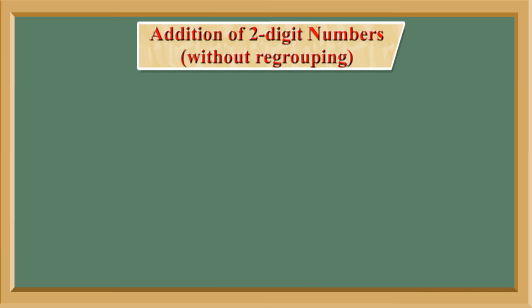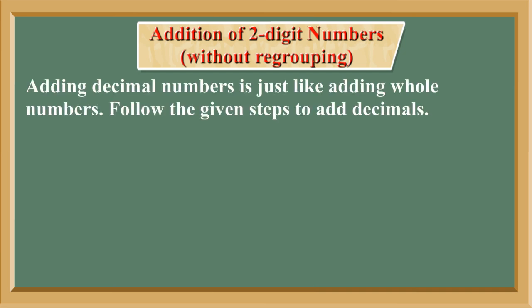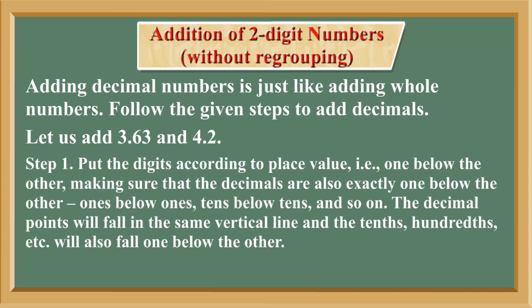Addition of two-digit numbers without regrouping. Adding decimal numbers is just like adding whole numbers. Follow the given steps to add decimals. Let us add 3.63 and 4.2. Step 1. Put the digits according to place value, i.e., one below the other, making sure that the decimals are also exactly one below the other, ones below ones, tens below tens, and so on. The decimal points will fall in the same vertical line and the tens, hundreds, etc. will also fall one below the other.